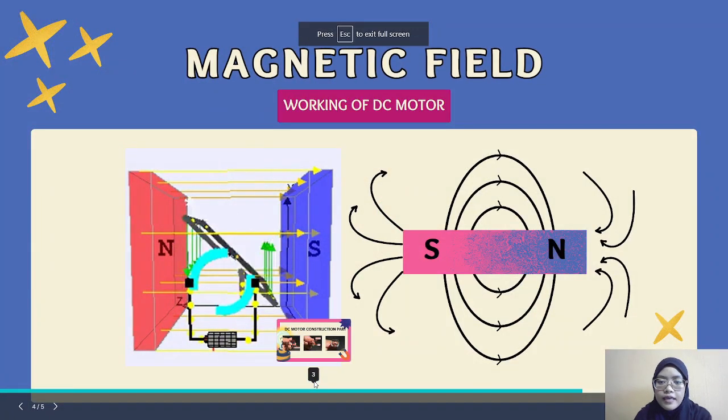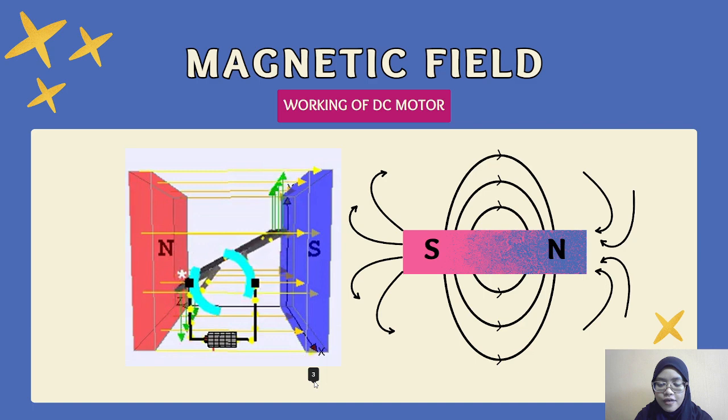Next, an electric motor is an electric machine that converts electrical energy into mechanical energy. The basic working principle of a DC motor is whenever a current-carrying conductor is placed in a magnetic field, it experiences a mechanical force. The direction of this force is given by Fleming's rule.